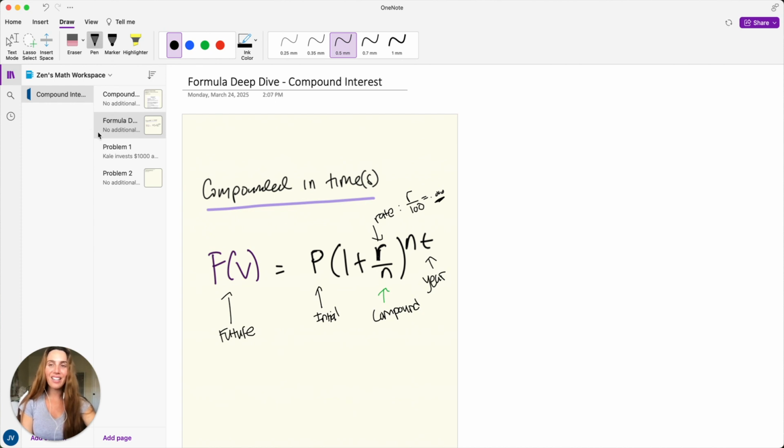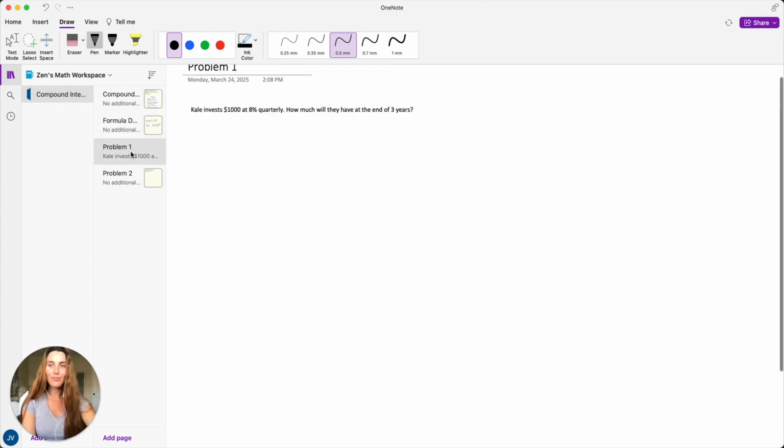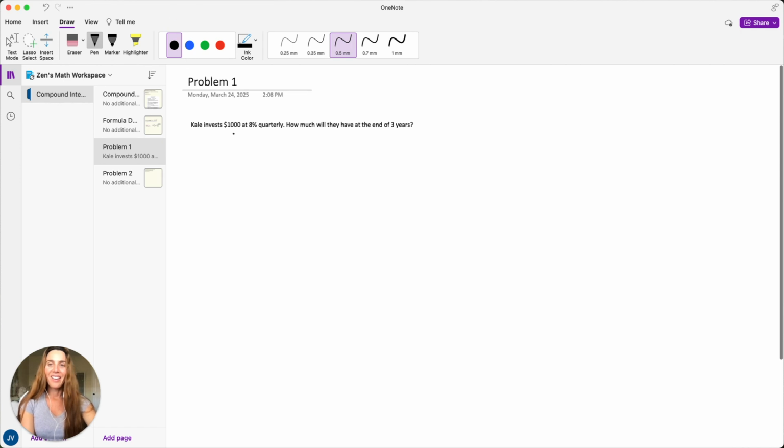All right, so let's dive in and use this formula in real life. Problem number 1. Kale invests $1,000 at 8% quarterly. How much will they have at the end of 3 years?